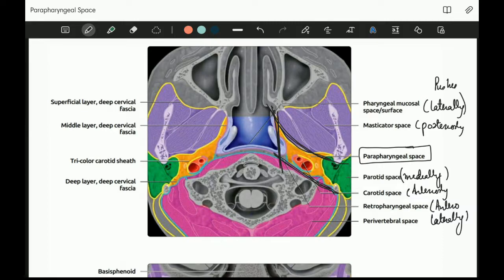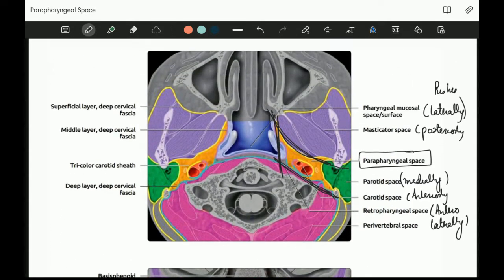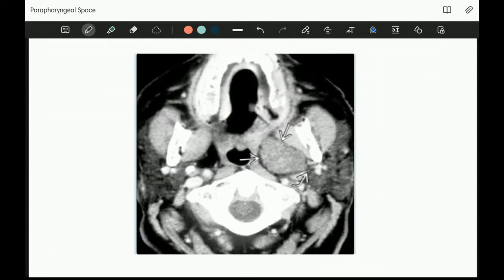Very rarely does any primary lesion arise from the parapharyngeal space. The most common is the benign mixed tumor or pleomorphic adenoma of the parapharyngeal space. When the lesion is surrounded on all sides, that is, well circumscribed with fat on all sides, that means it is a primary lesion of the parapharyngeal space.